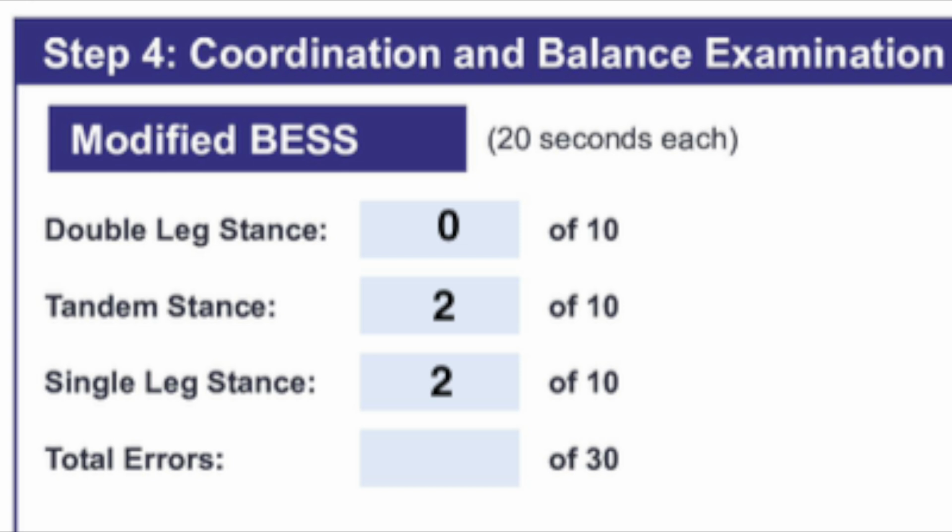Good, that is good. Once your athlete has finished all three balance stances, you're going to add up the total amount of errors out of 30.